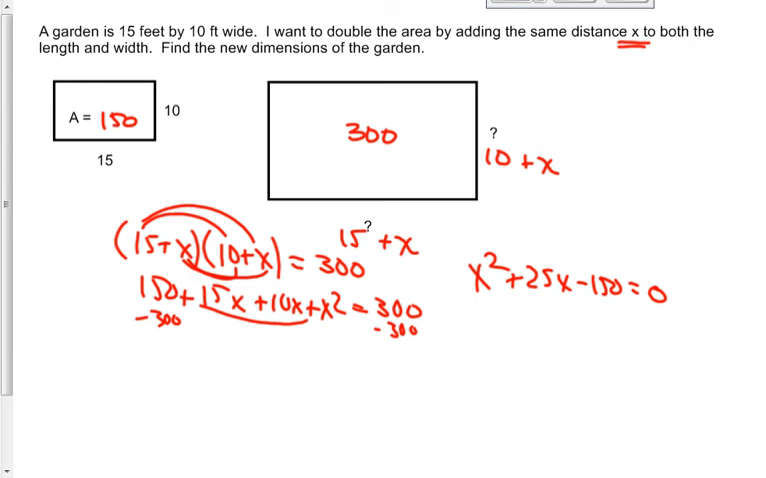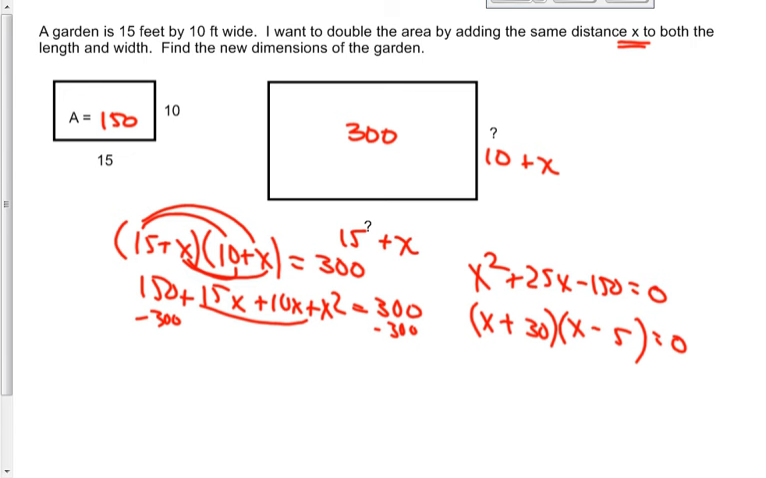Now I need to try to factor that. Two numbers that will multiply to give me negative 150 that will add up to give me 25. If I choose 30 and 5, those two numbers multiply to give me 150. I need to have a negative 150, and when I add them together, I need positive 25. So the bigger number, 30, takes the sign. Negative on the 5 equals 0.